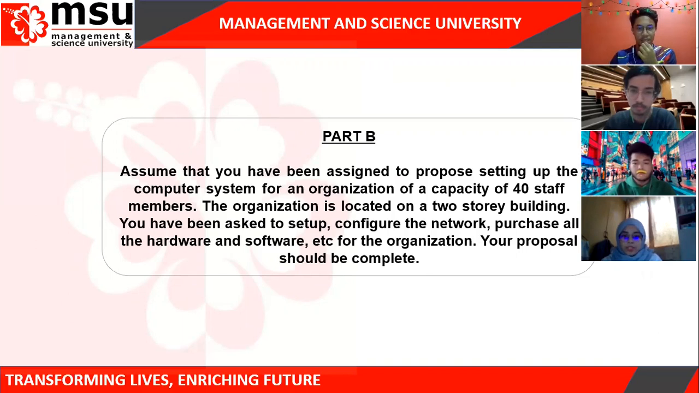So for part B, the question says, assume that you have been assigned to propose setting up the computer system for an organization with a capacity of 40 staff members. The organization is located in a two-story building. You have been asked to set up and configure the network, purchase all the hardware and software, etc. for the organization. Your proposal should be complete.